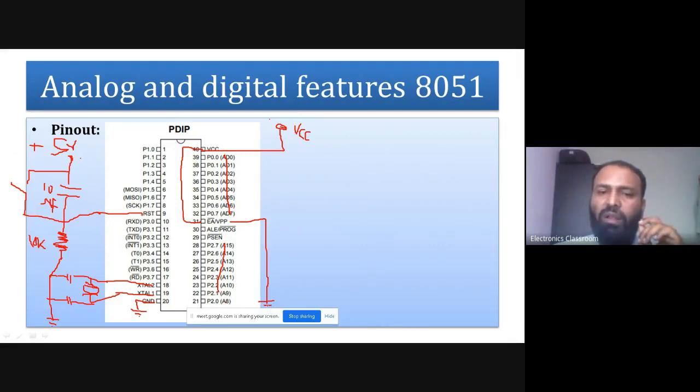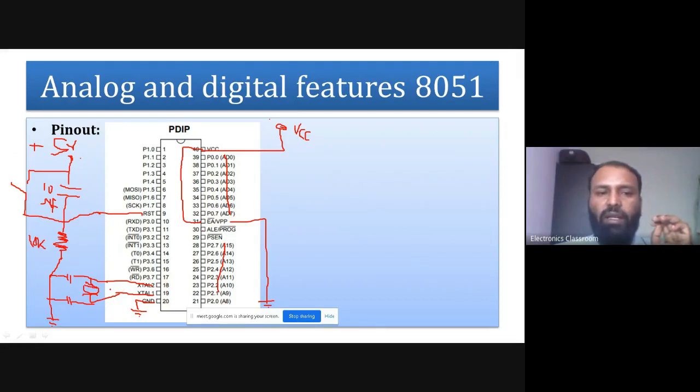But in our regular application, we don't need to use external memory, so we will connect this pin to VCC, because the on-chip memory of the microcontroller is enough for us from a programming perspective. Okay, so this is nothing but the minimum connection of 8051. Pin number 40 and pin number 31 are both connected together and connected to a 5 volt power supply. Pin number 20 is connected to ground.